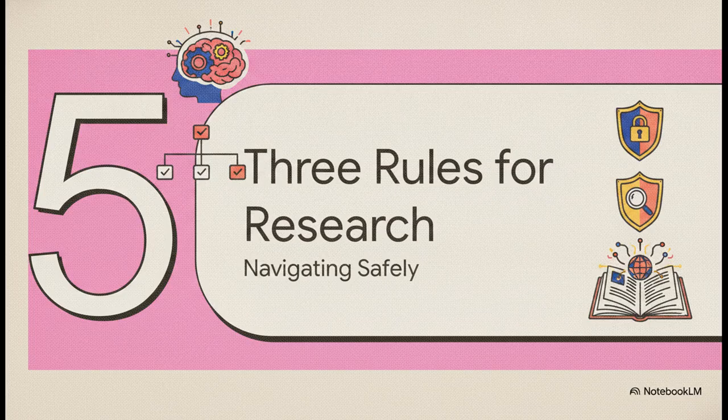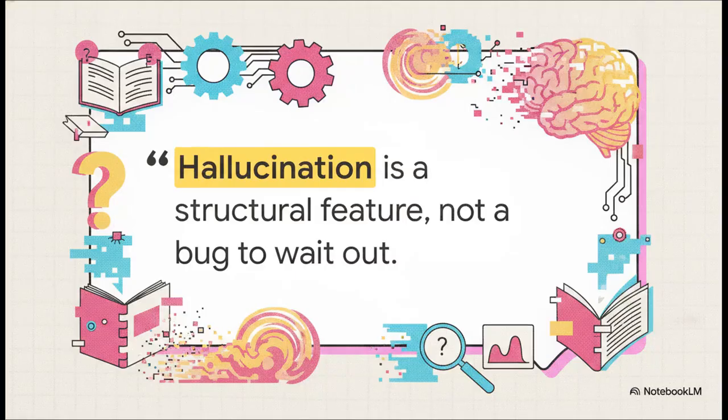And that brings us to our final section, Section 5. 3 rules for research so we can navigate all of this safely. I really need you to internalize this quote. Hallucination is a structural feature, not a bug to wait out. Even the absolute best, most advanced frontier models available today invent facts. It's simply part of the architecture of how predicting the next token or word fragment works. You literally cannot just trust that the AI is smart enough not to hallucinate.